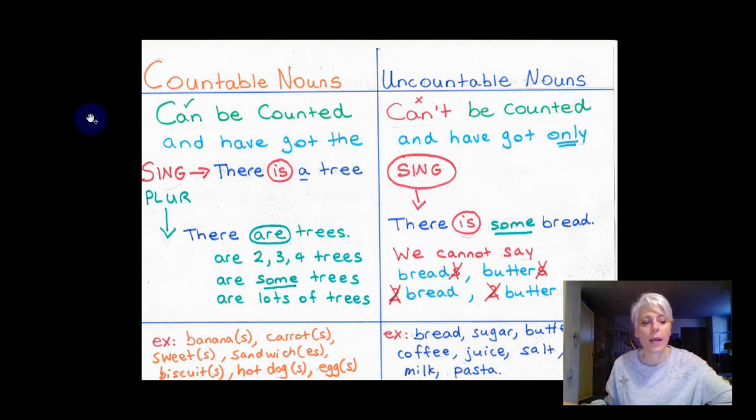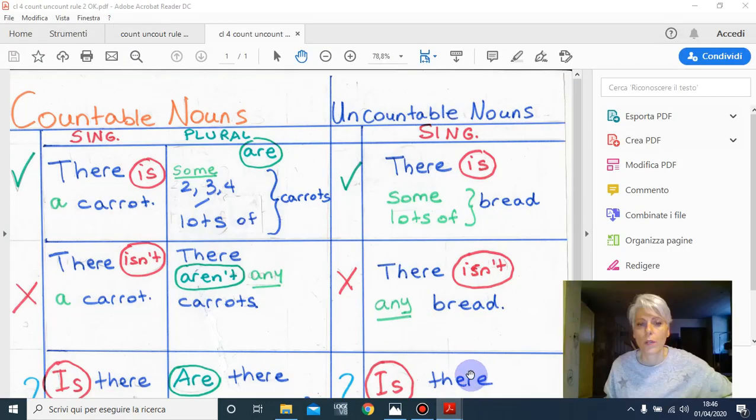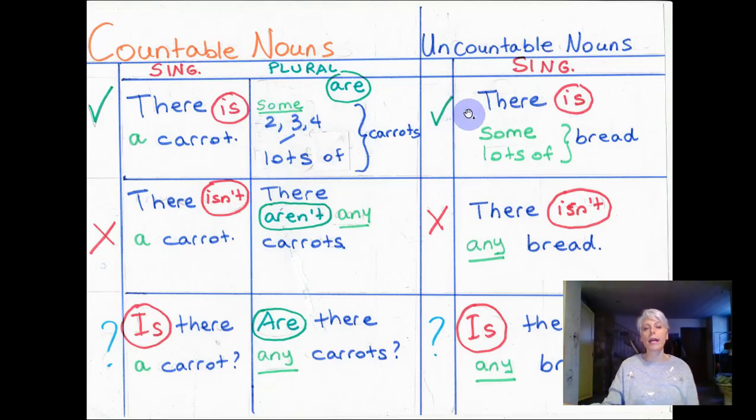So now we know how to use the countable and uncountable nouns in the affirmative form. There is a carrot. There are some carrots. Countable. Uncountable. There is some bread. Or there is lots of bread.